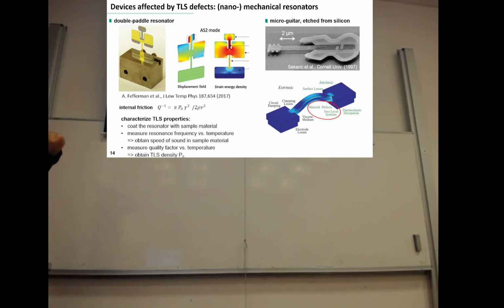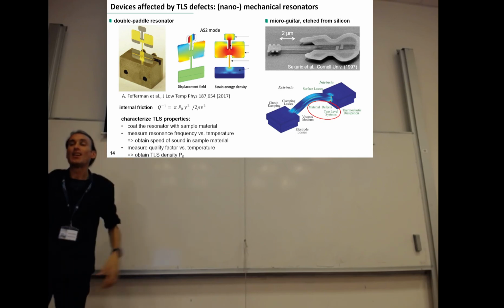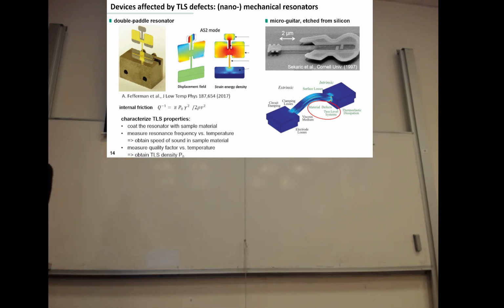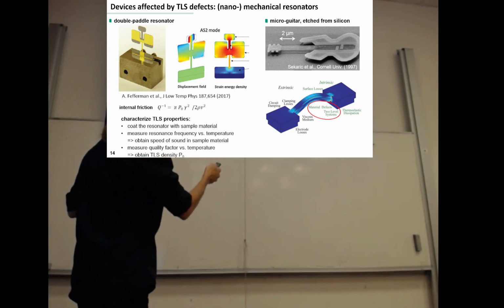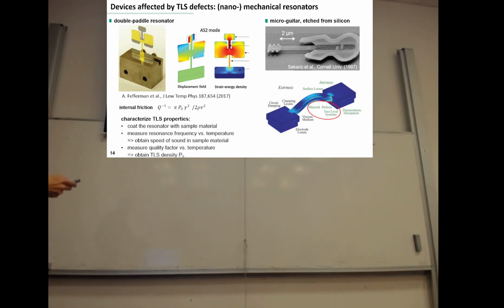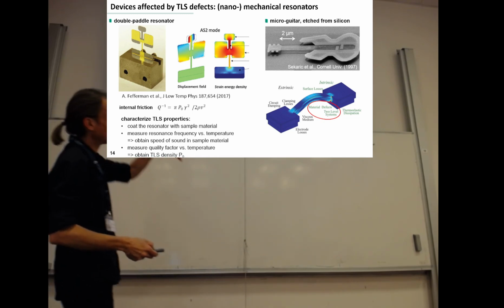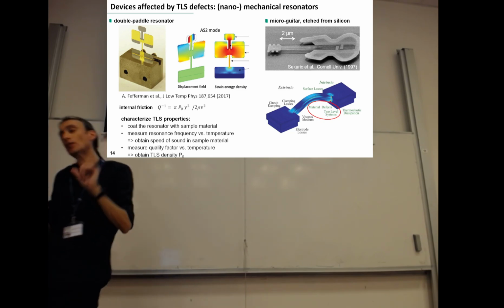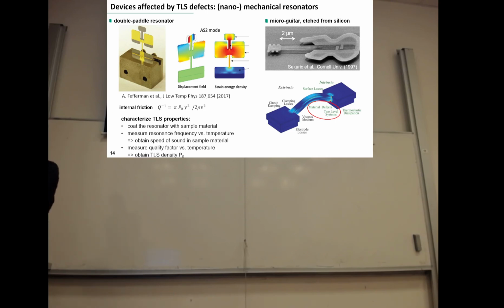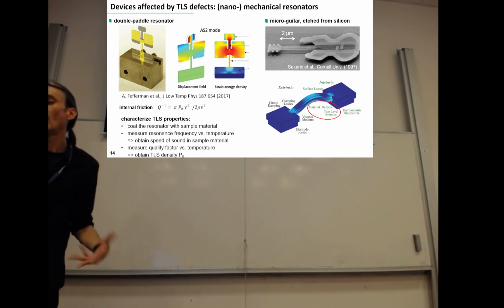Okay. So let's talk a little bit about possible devices which are affected by these TLS defects. Well, I told you there's an ominous thing called internal friction. Actually, you can see this in resonators. For example, if you take such a nano guitar here, which has some strings that can vibrate, then obviously when the thing vibrates, the mechanical strain in this material periodically changes. And this means that the double potentials of the TLS also periodically change a little bit. And then of course you can get transitions from the higher well to the lower well by emitting one phonon. And this is of course an incoherent phonon, so you dissipate the energy into the phonon bath.